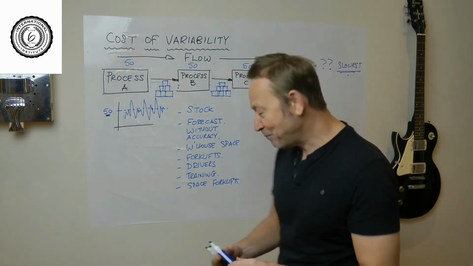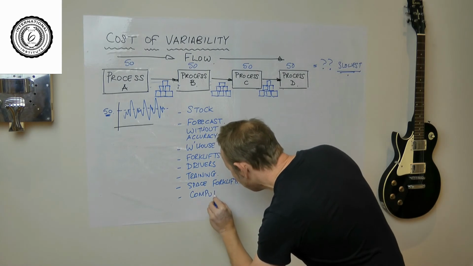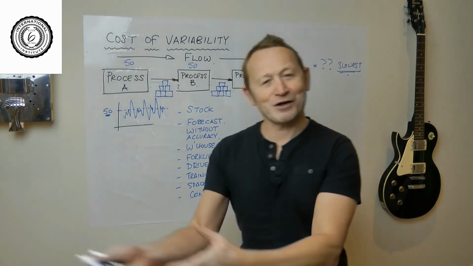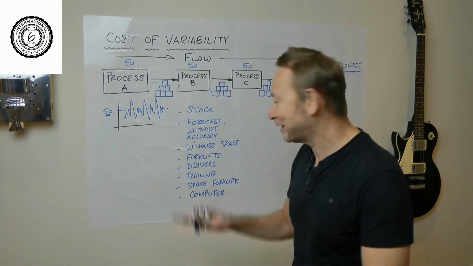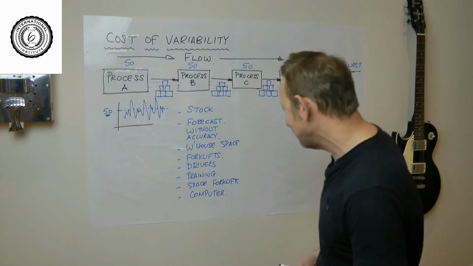So we'd better buy a computer. So we buy a computer so that we can count all the stock, and we can decide how much of it we've got, and we can make a better forecast, and we can come up with planning systems and all that kind of carry on. Okay, what else do I need?